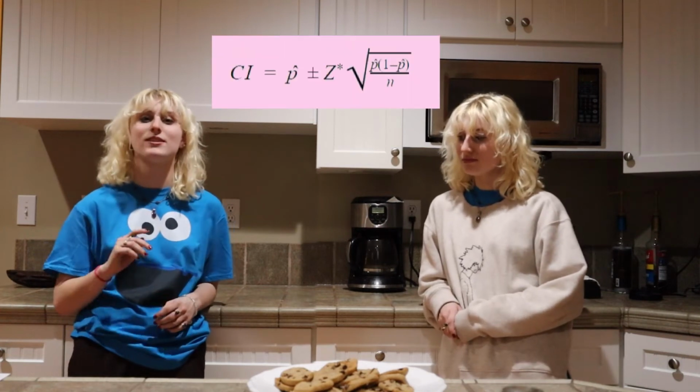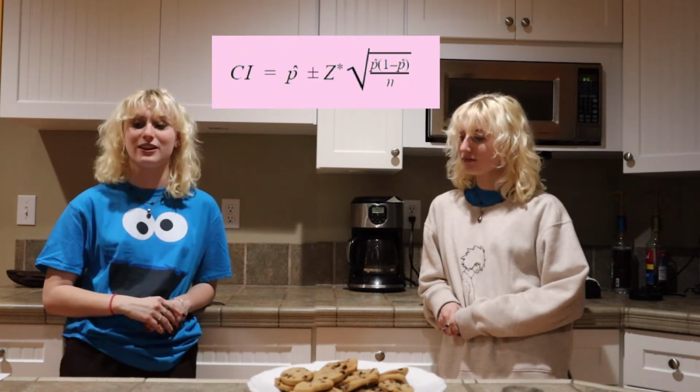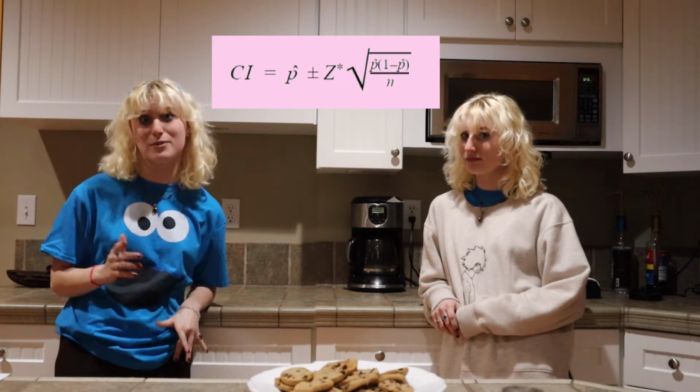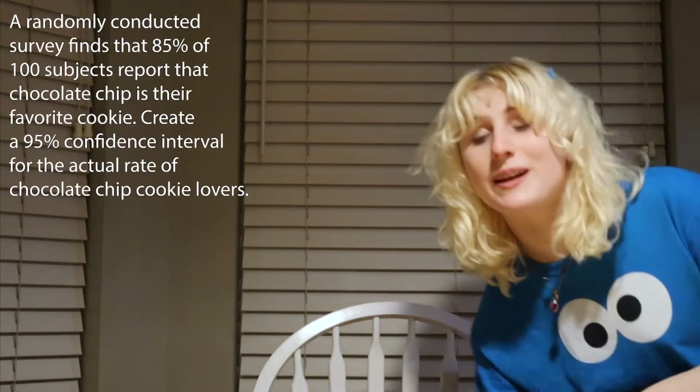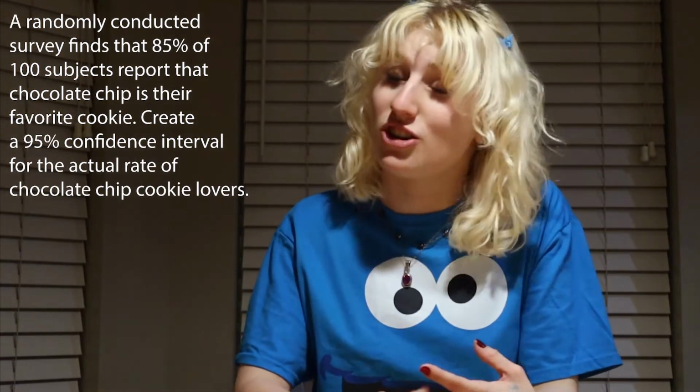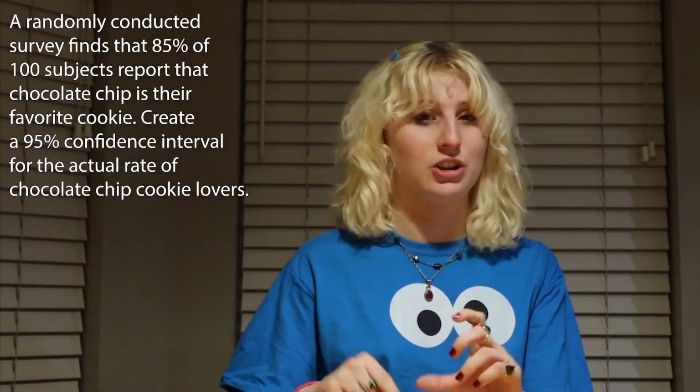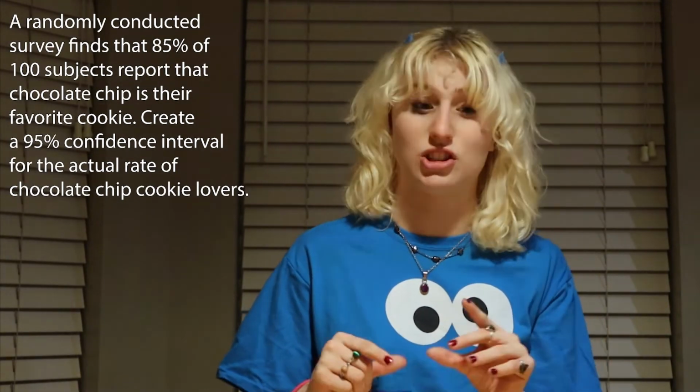The equation for a confidence interval is modeled as p hat plus or minus z times standard error. Let's use this equation to solve this problem. A randomly conducted survey found that 85% of 100 subjects chose chocolate chip cookie as their favorite cookie. Create a 95% confidence interval to find the true rate of chocolate chip cookie lovers.